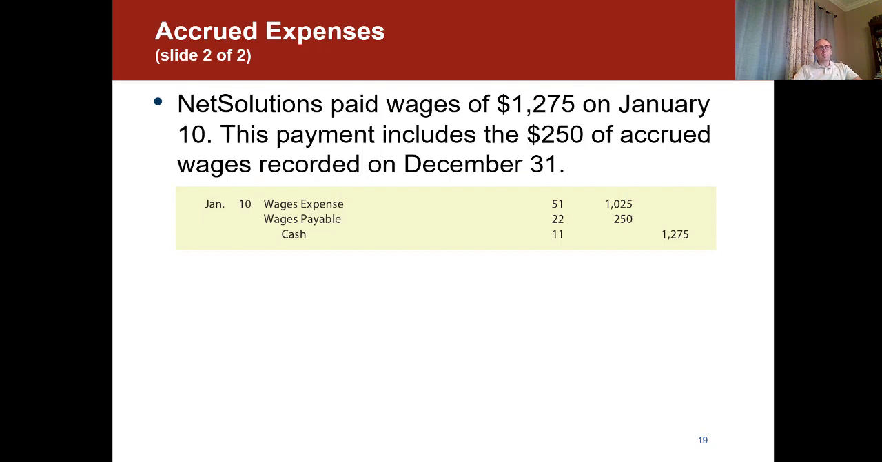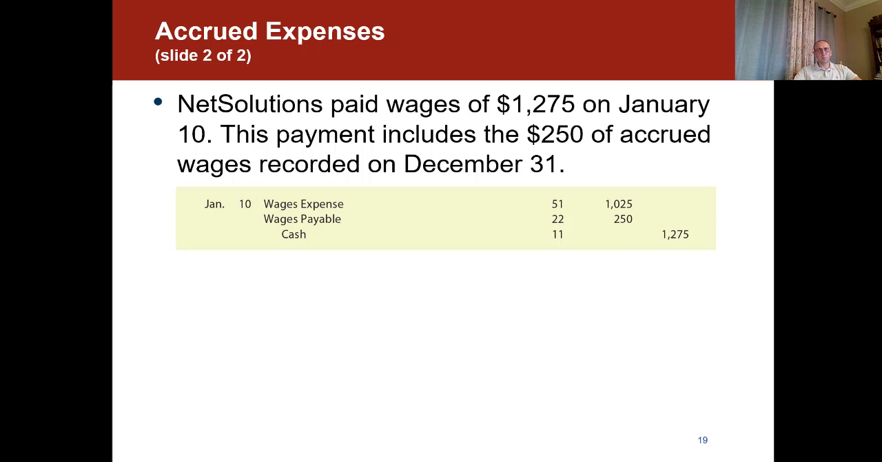So Net Solutions paid wages of $1,275 on January 10th. This payment includes the $250 of accrued wages recorded on December 31st. So now we're not recording an adjusting entry anymore, but we're recording a real transaction that is affected by the amount that we owe to our employees.